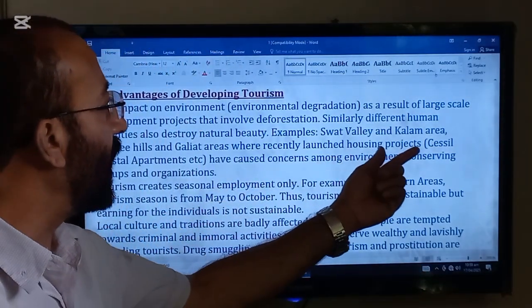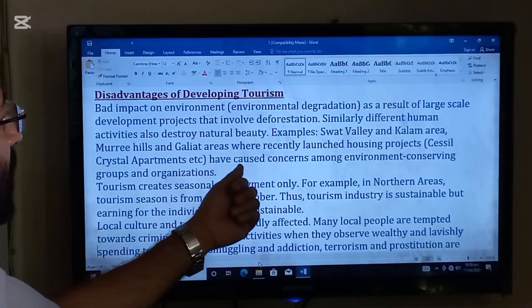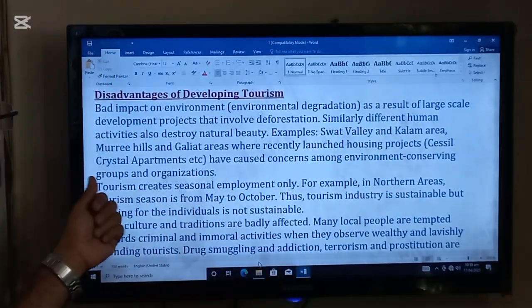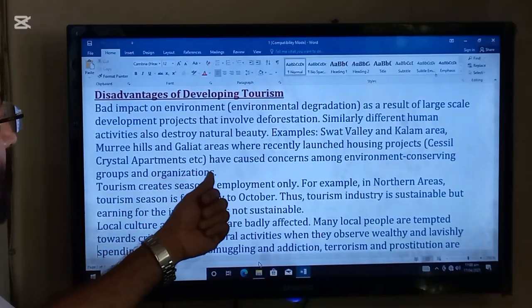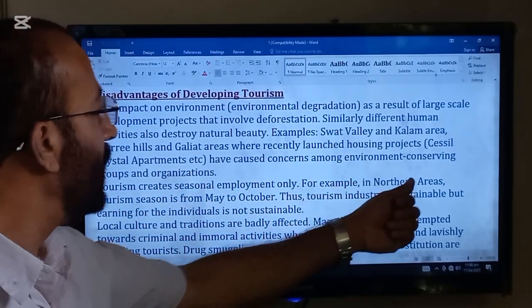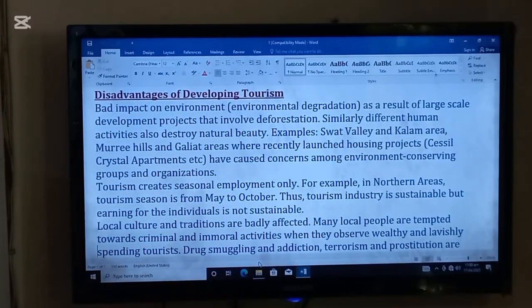Examples: Swat Valley and Kalam area, Murree Hills and Galiat areas, where housing projects were recently launched, that is Sisal, Crystal Apartments, etc., have caused concerns among environment conserving groups and organizations. So this is the disadvantage.